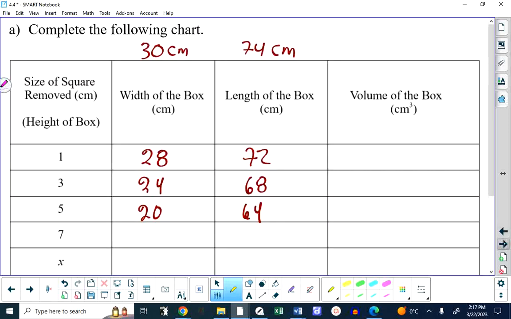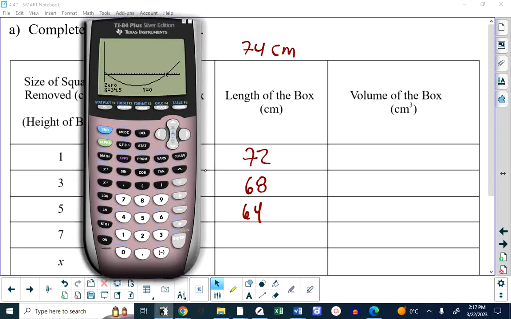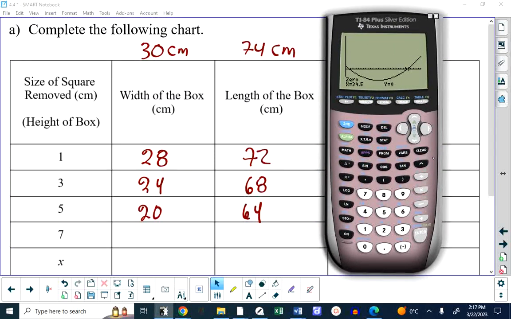So if I asked you to determine the volume, you would have to take 28 times 72 times 1. You would have to take 3 times 24 times 68, etc. Well, let's just do a couple of quick calculations, and then we can dispense with the junior high-ish approach and just do it algebraically. So we have 28 times 72, 3 times 24 times 68. I hope nobody's bothered by the fact that I didn't include the 1 in the first calculation.